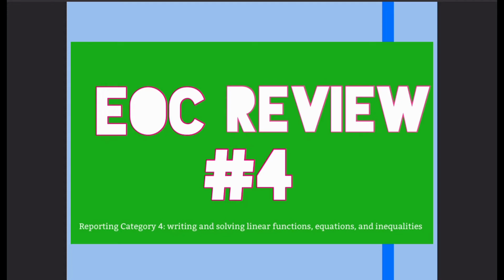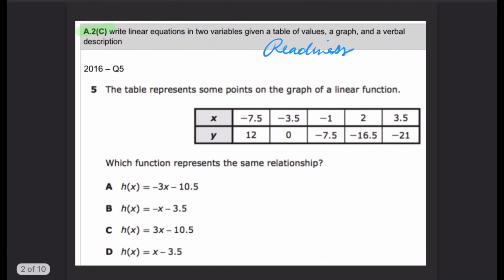In this video, we are going to be covering reporting category number 4, which encompasses writing and solving linear functions, equations, and inequalities. The first TEK is 8.2c, and the question reads, the table represents some points on the graph of a linear function. Keep in mind, it's a linear function, mx plus b. Which function represents the same relationship? In other words, which one of these answer choices represents the correct equation for this table?